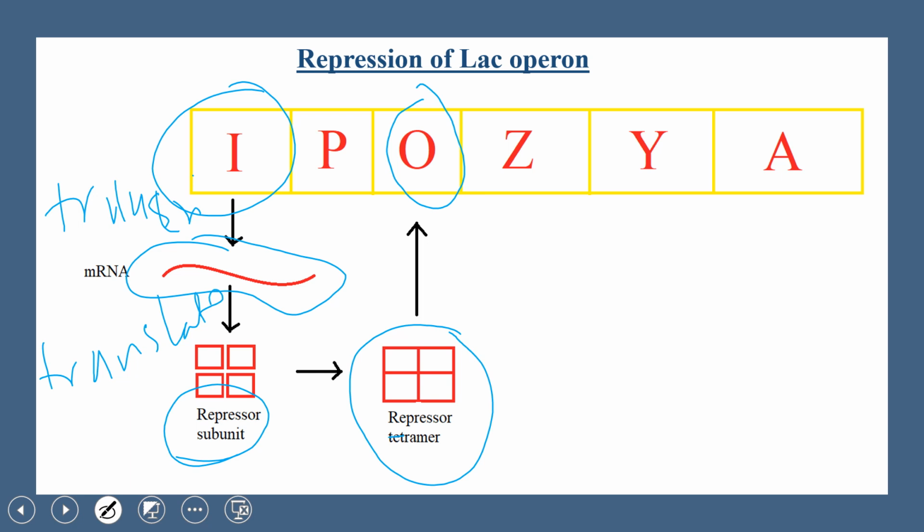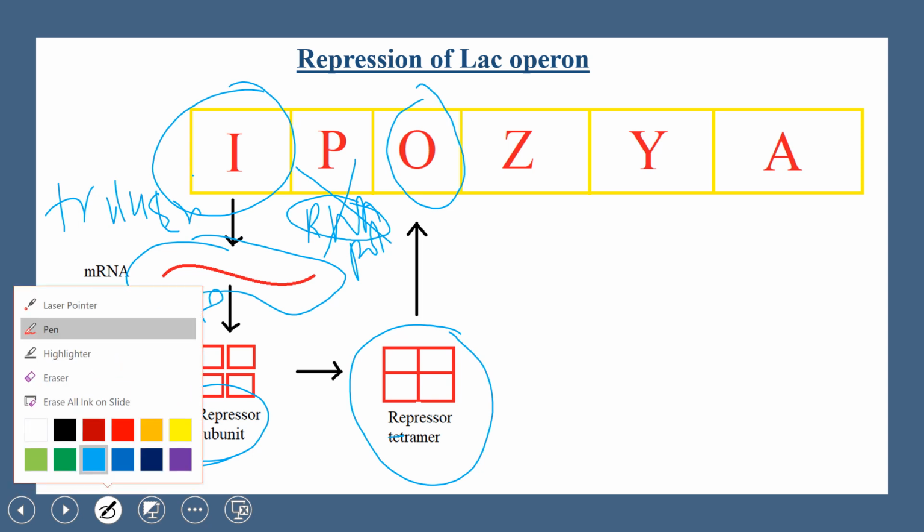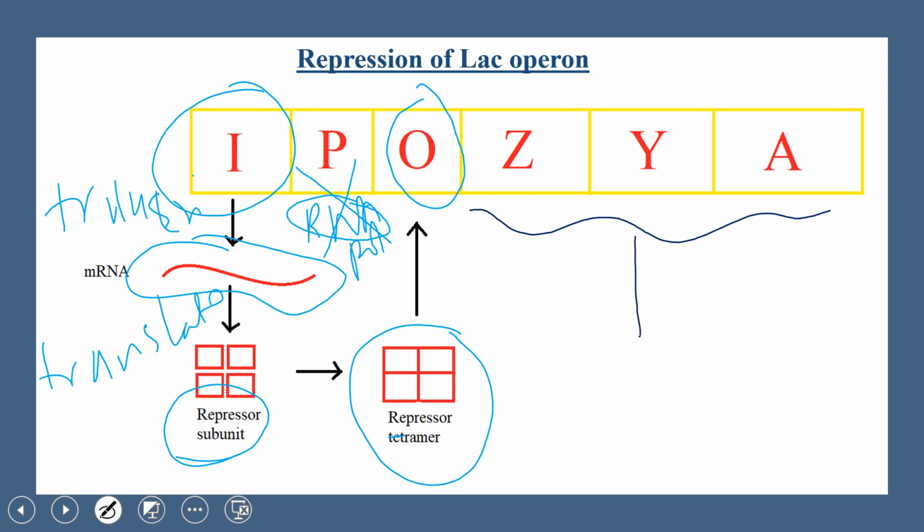If the repressor tetramer attaches to the operator gene, then the RNA polymerase will not attach to the promoter site. So if this is the RNA polymerase, it cannot be attached to the promoter site of the Lac Operon. If there is no polymerase enzyme, what happens? Then all these structural genes cannot make the enzymes. So this was the repression of the Lac Operon.